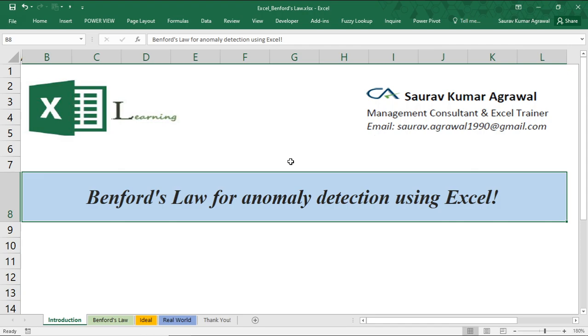Now let me first explain to you what Benford's law is and how it is helpful in audit. I'll also talk about the exceptions, I mean the scenarios where Benford's law does not apply.